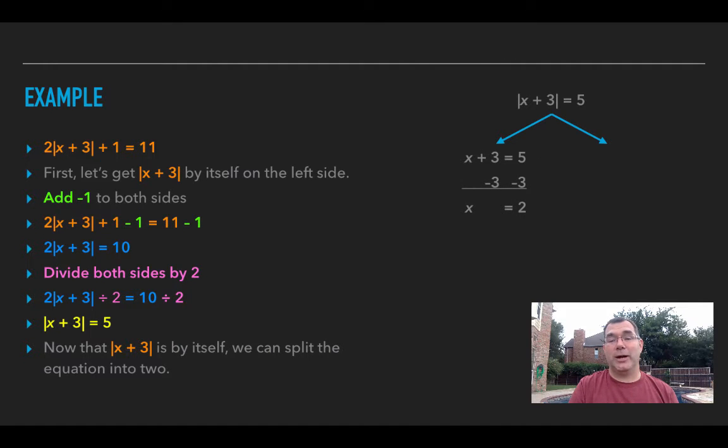Moving to the other equation, I'm going to drop the absolute values but change the sign of the number on the other side so that x plus 3 is negative 5. Again, I will subtract 3 or add negative 3 from both sides, and I will get negative 8 as my answer. So it looks like I have two solutions to this, x equals 2 and x equals negative 8.